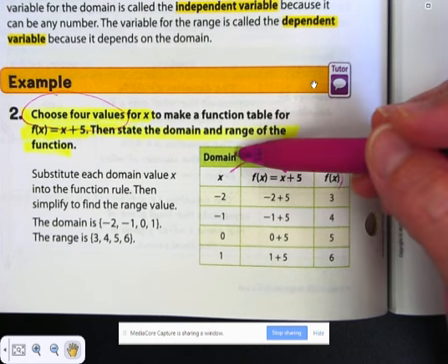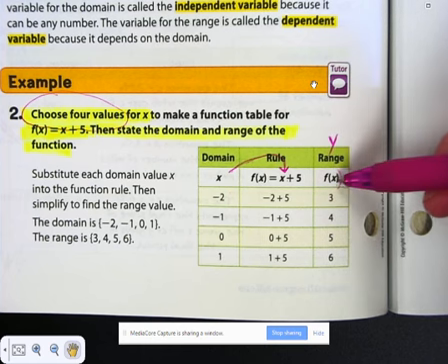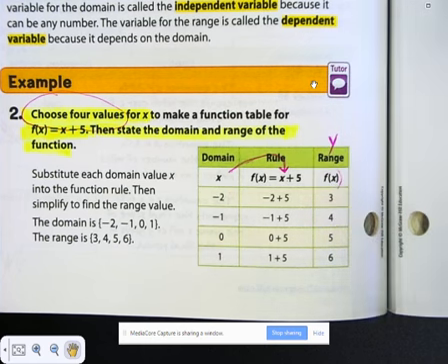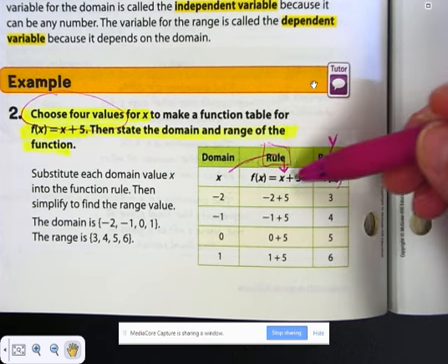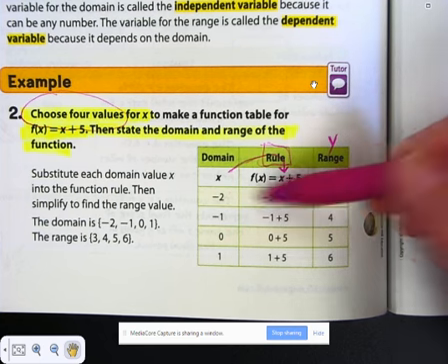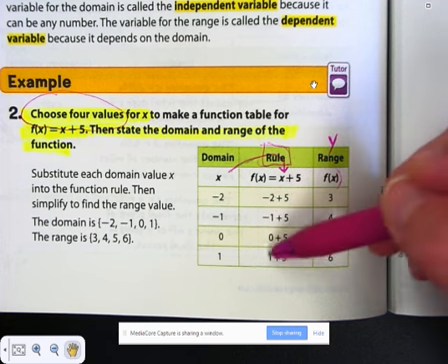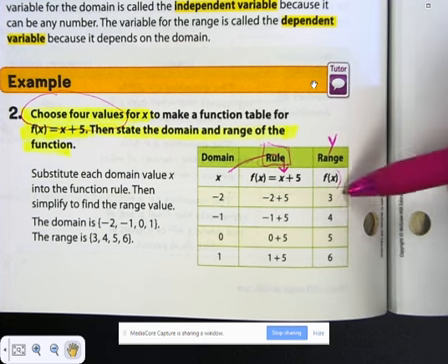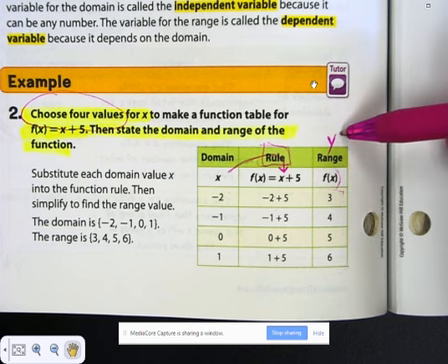So the domain, remember, are your x values. The range are your y values, what you get out of it once you plug these numbers in. And the middle part is the rule. The rule is the part that you're solving. So we're solving x plus 5. We're going to plug in these numbers one at a time and get negative 2 plus 5, negative 1 plus 5, 0 plus 5, and 1 plus 5. And then here is what we get for our output. Remember, the output is the same as your range.